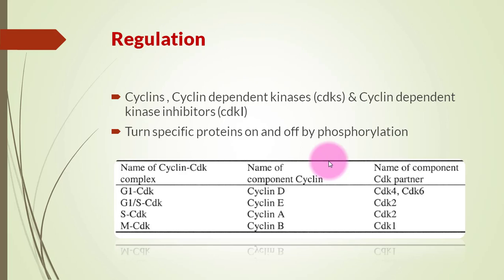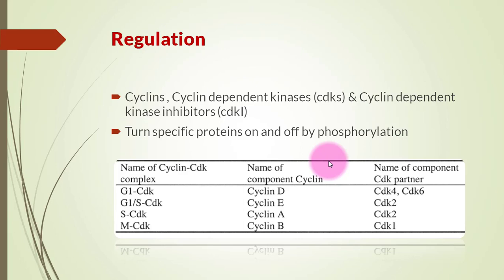So how can we synthesize, activate, and inactivate different enzymes and proteins needed for different phases in the cell cycle? The cell cycle is regulated by sequential formation, activation, and inactivation of cell cycle regulatory molecules.